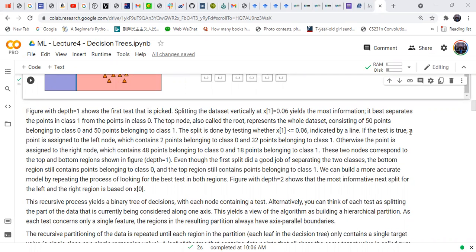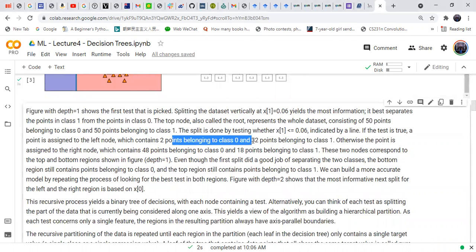If the test is true, a point is assigned to the left node, which contains 2 points belonging to class 0 and 32 points belonging to class 1. Otherwise, the point is assigned to the right node, which contains 48 points belonging to class 0 and 18 points belonging to class 1. These two nodes correspond to the top and the bottom regions shown in the figure.